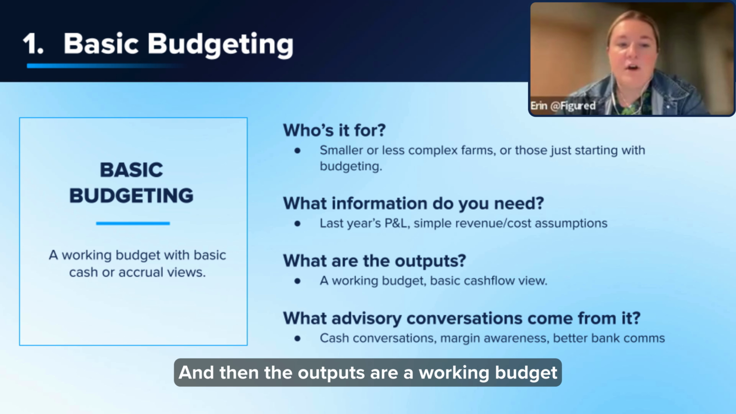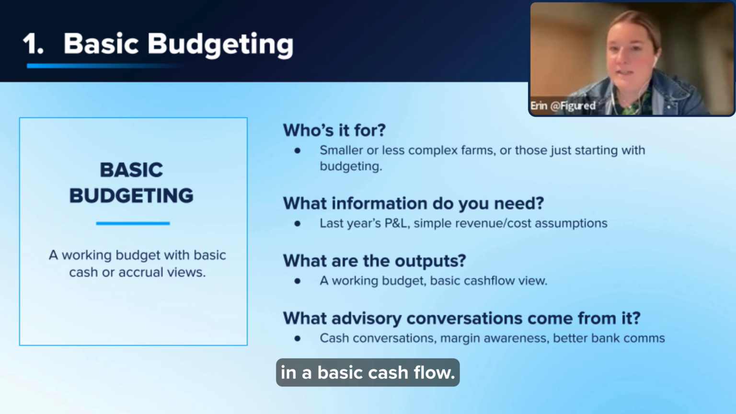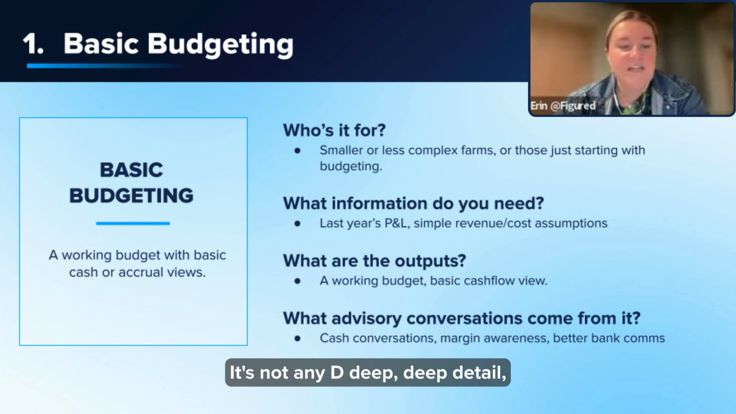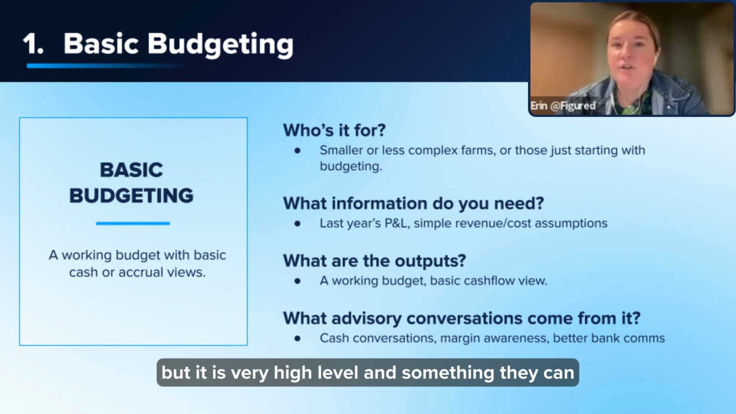And then the outputs are a working budget and a basic cash flow. So they'll have a month-to-month budget for the upcoming harvest season, and then they'll have a basic cash flow that they can refer back to. It's not in deep, deep detail, but it is very high level and something they can definitely utilize when doing their planning.